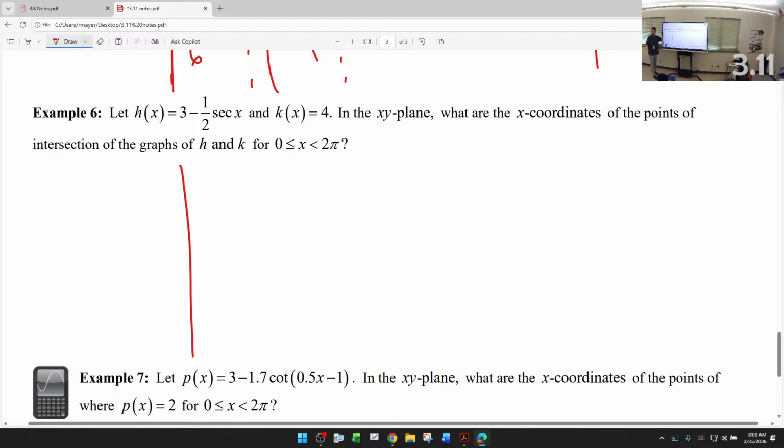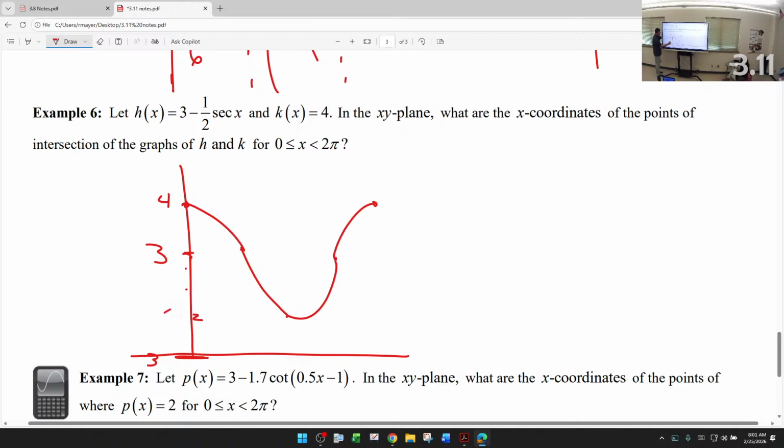I don't draw the x-axis yet. Secant, cosine. Start up here. Go down. Come up. Cosine. That should be my x-axis. But this thing has moved up 3 units. So if this is my x-axis, I'm actually going to move it down 3 units. 1, 2, that's 0, that's -1. I should be down here. This is 3. This is 4. This is 2.